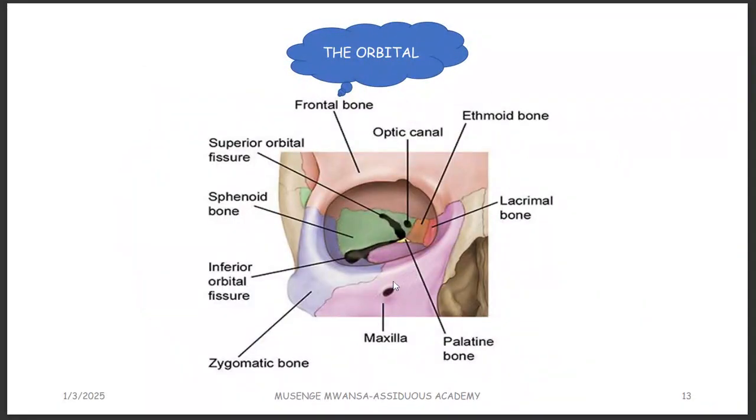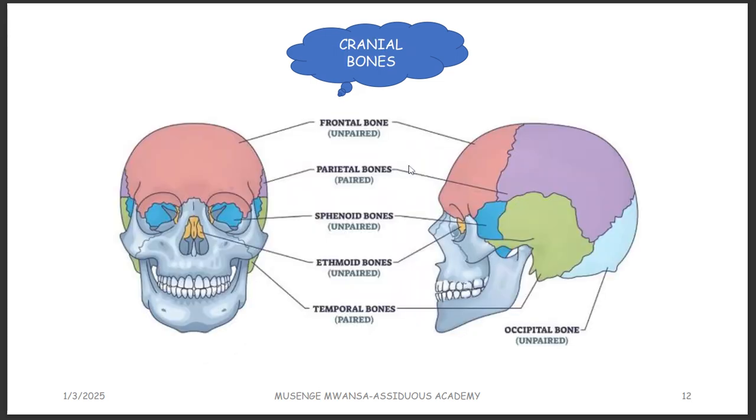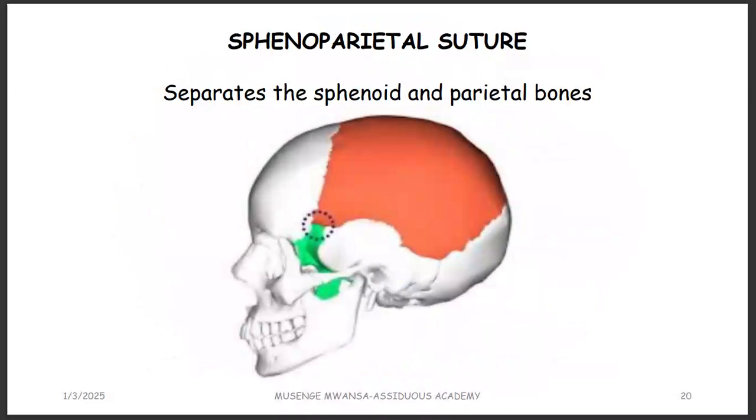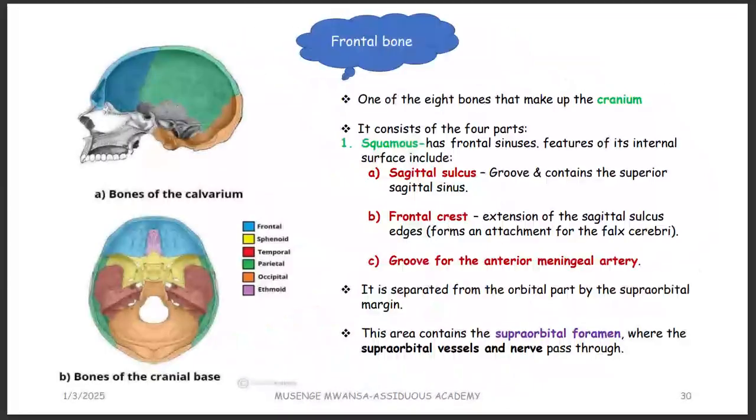Can you see this space here? This is the infraorbital foramen. A foramen is an opening. Because it is below the orbit, we call it infraorbital. But the one that is on top of the orbit, that's the one we call supraorbital foramen. Hope that's okay.